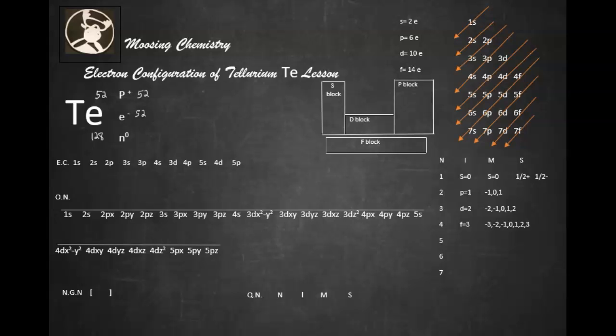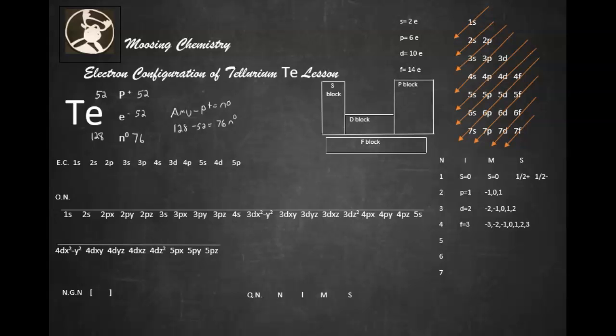What about the number of neutrons? They have no charge. So you have AMU minus protons equals the number of neutrons. So we go 128 minus 52 equals 76 neutrons.